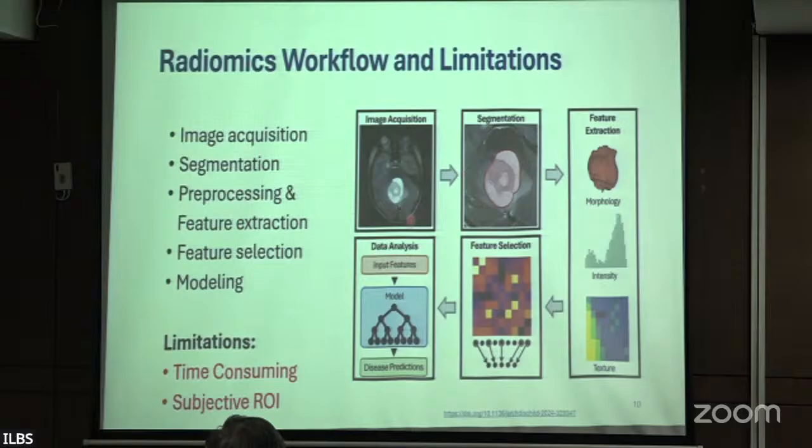The image acquisition, segmentation, feature extraction, intensity and different texture, and then feature selection, who are the best for the application, and then using the data analysis, the model and the disease prediction. So this whole thing is very time consuming, and the ROI segmentation is subjective. You are doing it manually, or if you are doing it by programming, it may be erroneous.